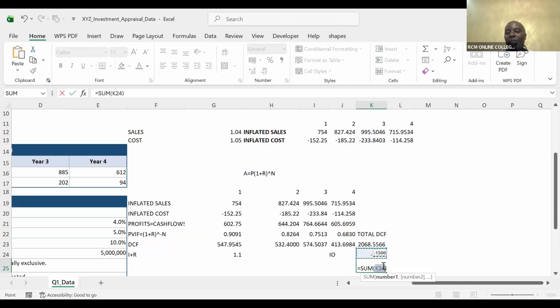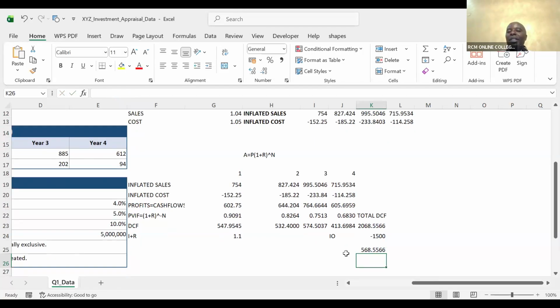I can see when I said alt equals, it has not picked everything. So I need to expand this a little bit. Let's expand it up to there. And then you say, okay, this is what we call now net present value. Maybe you could have gotten 569, another person 567, depending on the number of decimal places you took there. But at least we should be getting something, ladies and gentlemen.